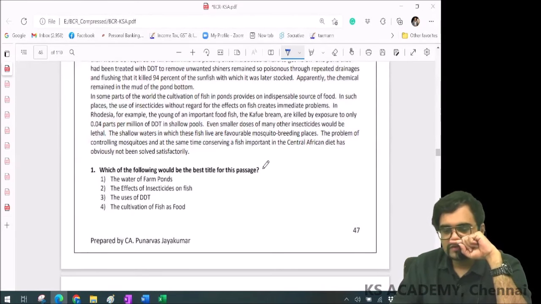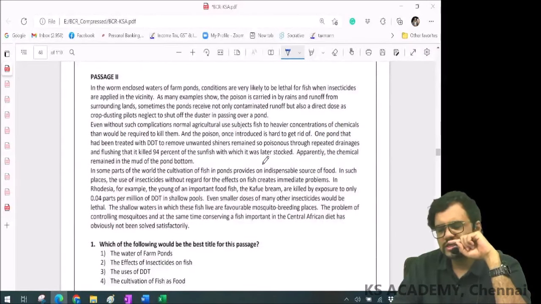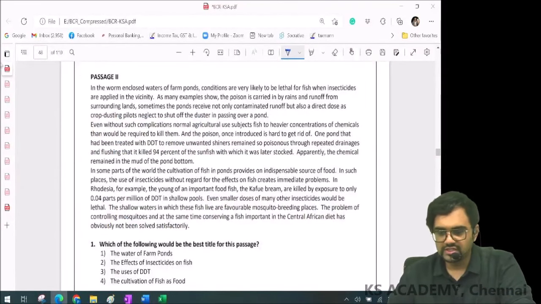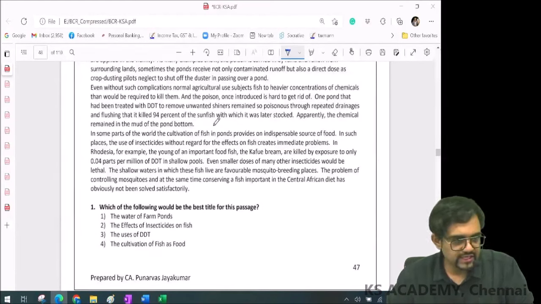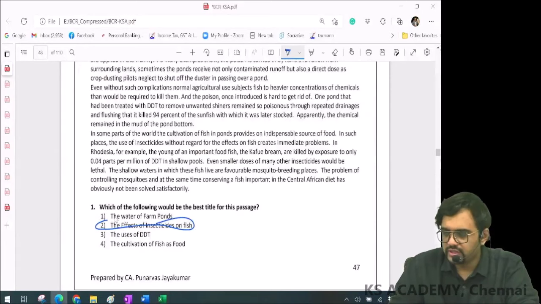So, question number 1, which of the following would be the best title for this passage? Here you need to quickly read the passage and try to understand what the passage is talking about. So, what is it talking about according to you? It's talking about the effects of insecticide on fish. They started off with how it is lethal for fish. I mean, how it will affect the environment, all these things it's talking about. So the best title would be the effect of insecticides on the fish. Option number 2 would be the better answer there.